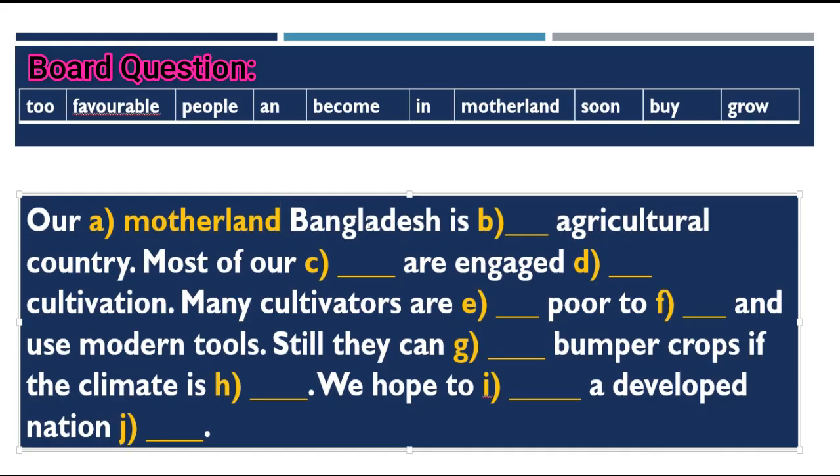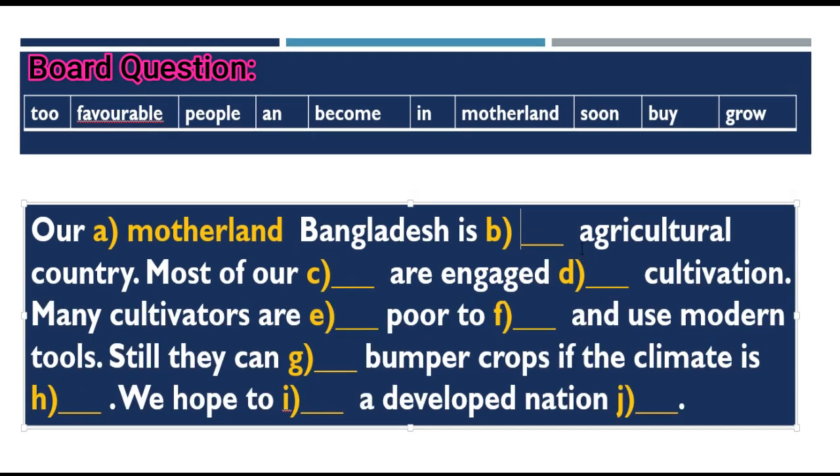Our motherland Bangladesh is dash agricultural country. Here after the gap we can say agricultural is an adjective and country is the noun. And the rule is in a sentence article, adjective and noun is placed. So as there is a gap before the adjective, here we have to use an article. So the article here will be an, because the word agricultural starts with a vowel A. So Bangladesh is an agricultural country.